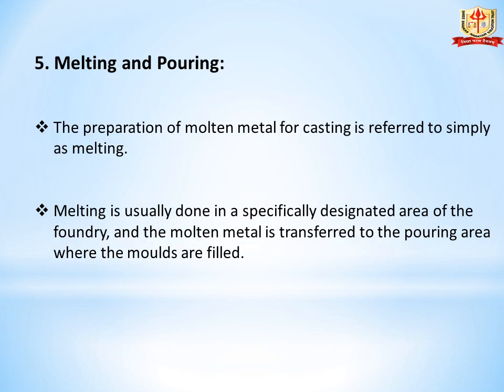Fifth step is melting and pouring. The preparation of molten metal for casting is referred to simply as melting. Second point, melting is usually done in a specially designed area of the foundry, and the molten metal is transferred to the pouring area where the molds are filled.